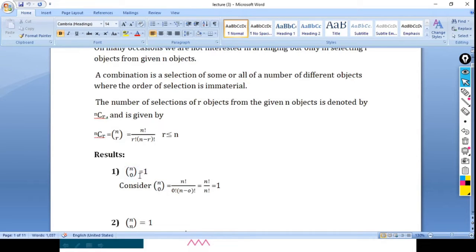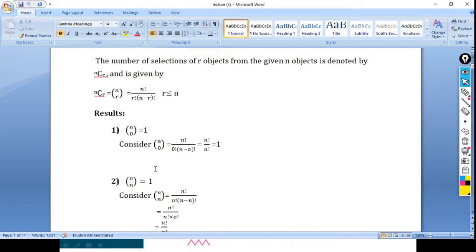The first result is that nC0 is always equal to 1. Now let us prove it. We have the formula nCr is equal to n factorial upon r factorial into n minus r factorial. When we require nC0, substitute r equal to 0. So it is n factorial upon 0 factorial into n minus 0 factorial. So it is equal to n factorial upon 0 factorial, which is 1, into n factorial. So n factorial upon n factorial is equal to 1. So nC0 is always 1.